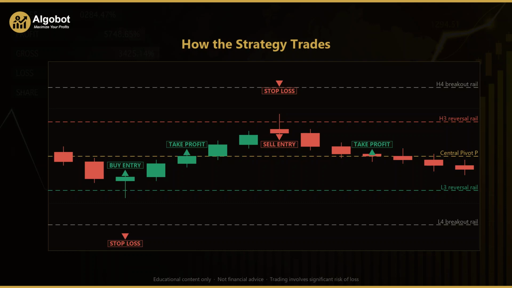Of course, not every setup plays out this cleanly. When price pushes through the H4 or L4 rails instead of reverting, that reversion idea fails, and that's precisely why the stops live out there.